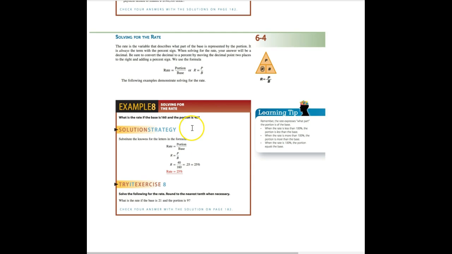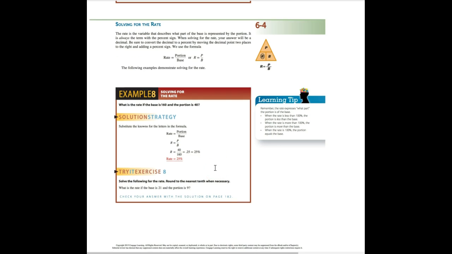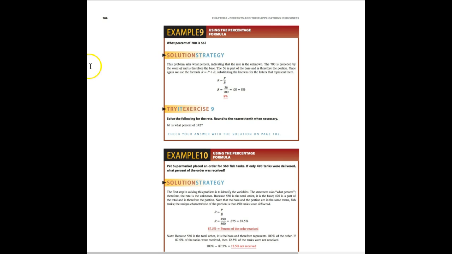What is the rate if the base is 160 and the portion is 40? So we need the portion divided by the base. 40 divided by 160 is 0.25. We convert that back to a percent, 25%. Go ahead and do Try It exercise 8 now, and then restart the video when you're done. Okay, let's go on to the next.